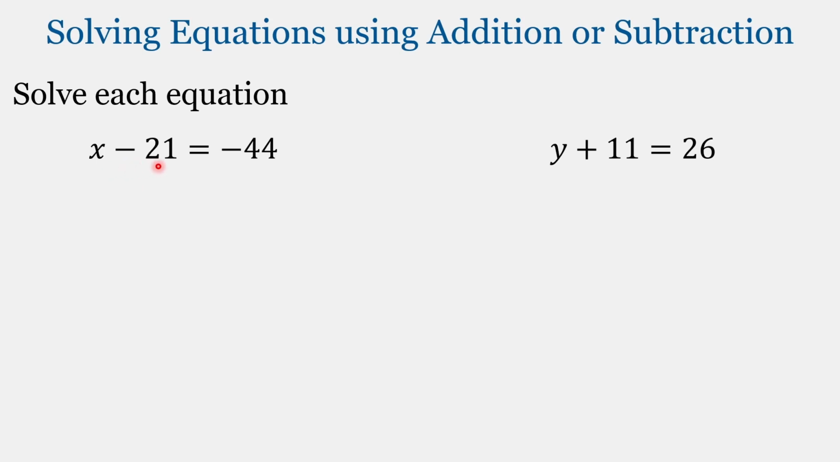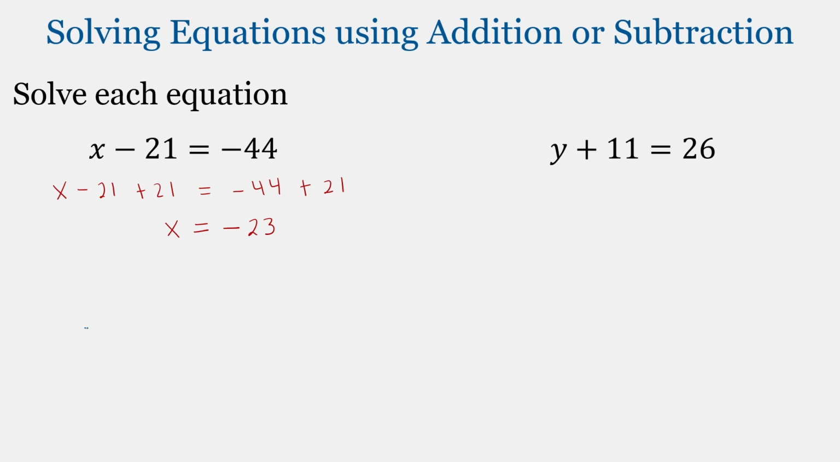So here we have x minus 21. So we're subtracting 21, so therefore I need to add 21. So we have x minus 21 plus 21. And again, what we do to one side, we have to do to the other. So we have negative 44 plus 21. Minus 21 plus 21, that's 0. So we have x equal to negative 23.